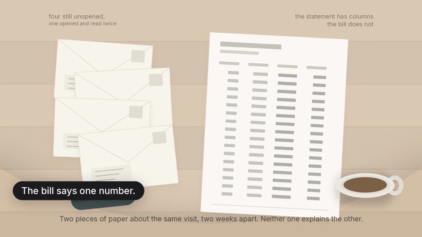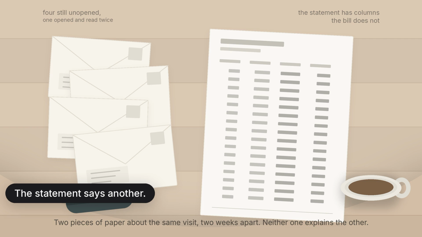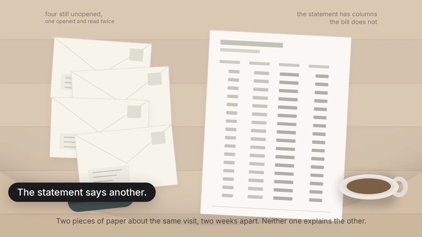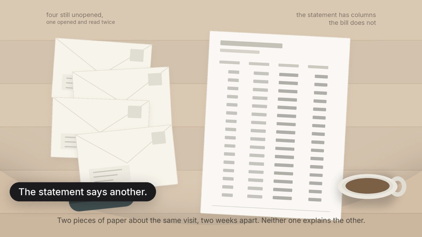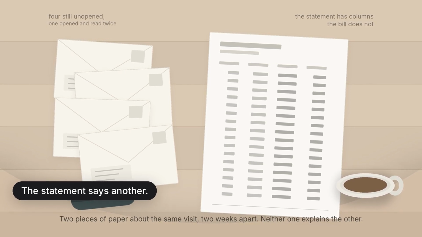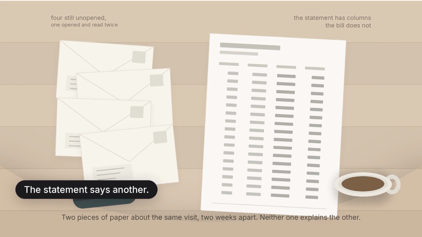For envelopes on the kitchen table, and one of them is open. The bill says one number. The insurance statement says another. This file does the arithmetic between them, so you can see which number is actually yours to pay. Neither piece of paper explains the other, and almost nobody is ever shown the step in the middle.